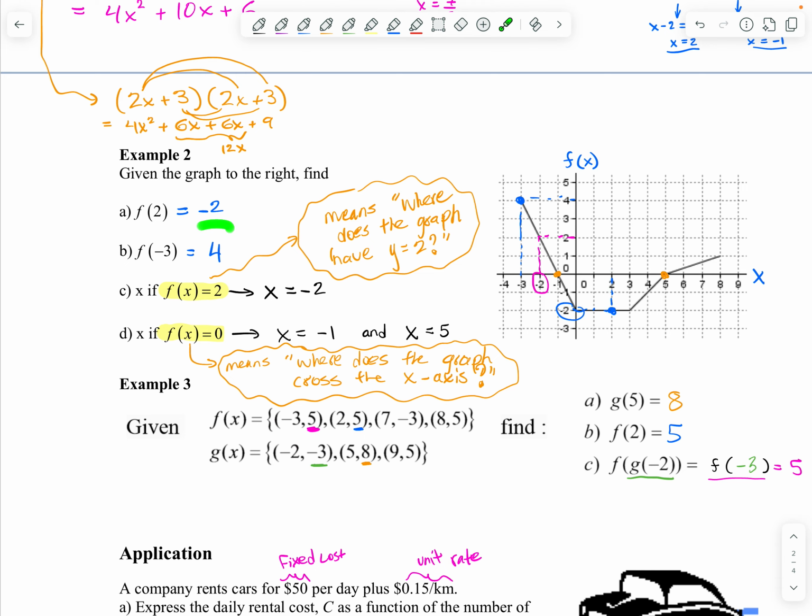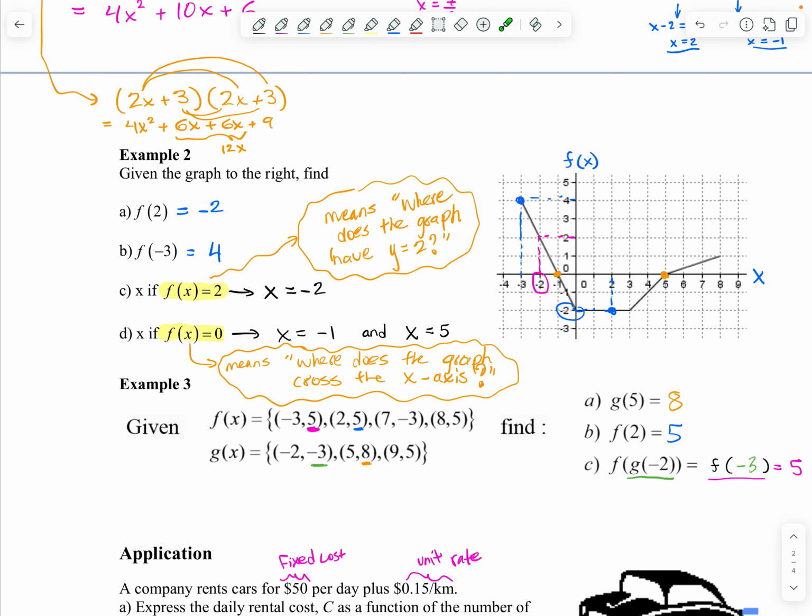The input is -3. Now, where does my graph cross x equals -3? Or what is the y value? What is the output at x equals -3? Well, it's just 4, right here. So that's why it's 4. The output is 4 when the input is -3.